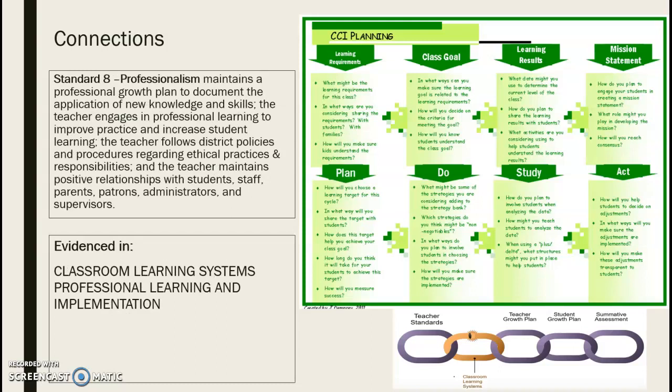Standard 8 is professionalism, and this is about you. This is about your personal growth, you acquiring new knowledge and new skills to really support kids in learning. So when we think about that, just the fact that you're participating in this professional learning and that you're going to be implementing classroom learning systems is tied to that standard.